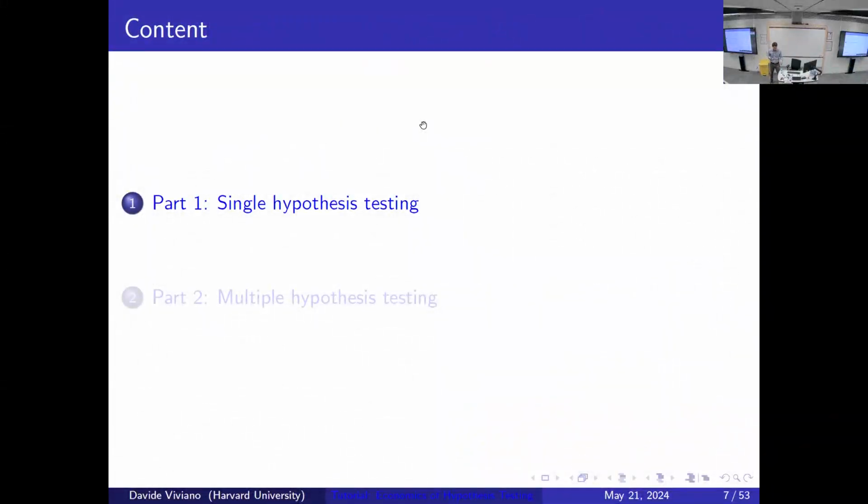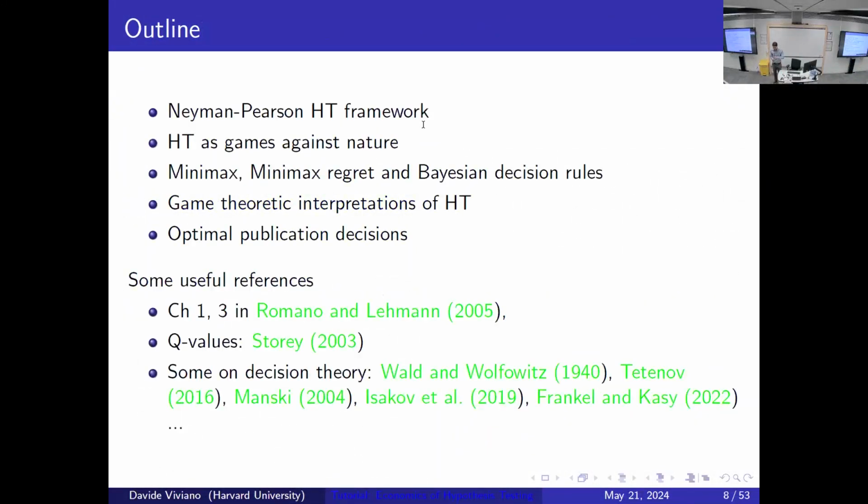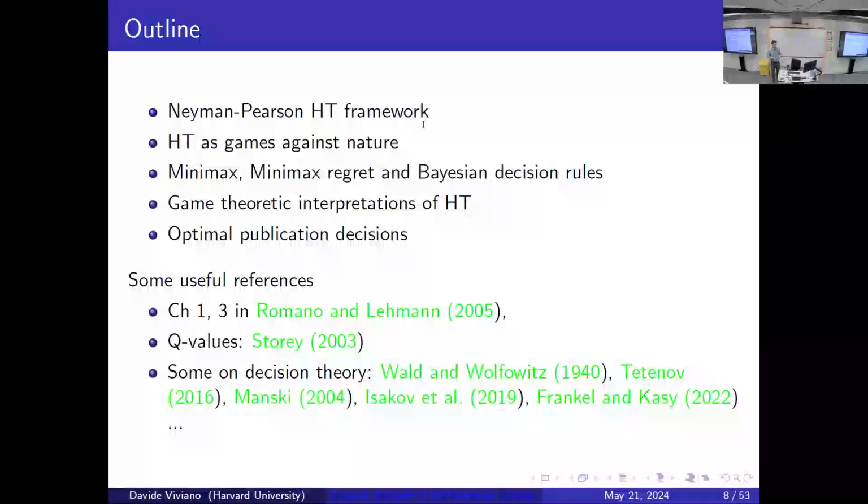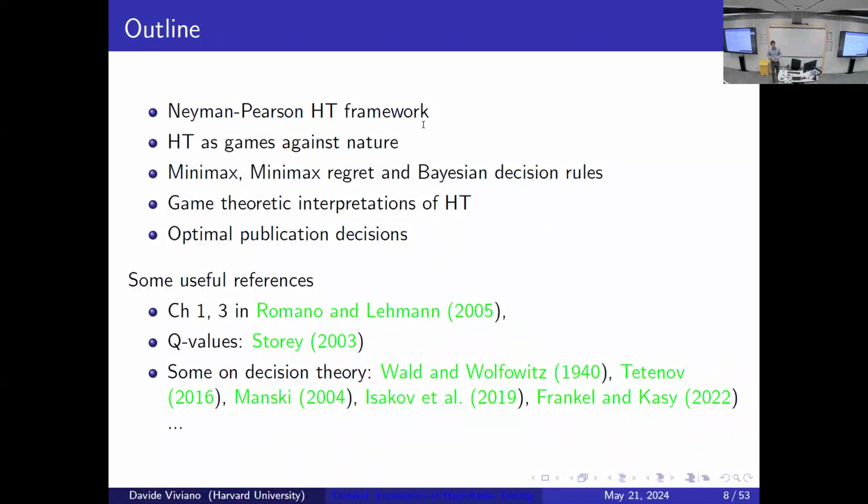Okay. So let's start from the single hypothesis testing procedure. And so the outline of this part is going to be first to review a little bit the hypothesis testing framework, to think about this as a game against nature, to think about different decision criteria, so min-max, min-max regret, Bayesian decision rule, think about the formalization in a game theoretic framework, and then I'm going to connect to a slightly different problem, which is about the optimal population.